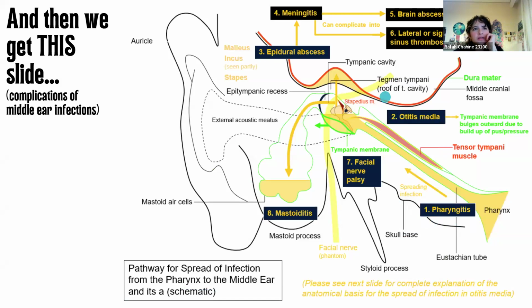Pharyngitis, otitis media, again, that is a whole thing on its own. That can cause an epidural abscess due to bone erosion, sending of the inflammatory mediators and all that kind of stuff. It can also cause facial nerve palsy because we know the facial nerve is literally right there. Mastoiditis, because it's very close in proximity to the mastoid air cells. And yeah, I'm just going to stop here because it's going to be explained later on.